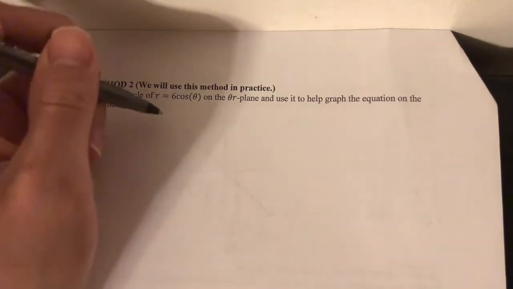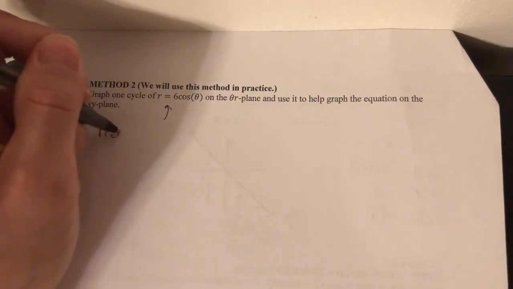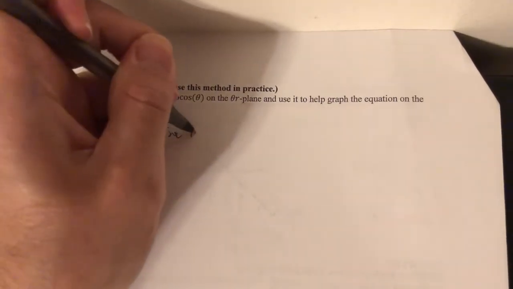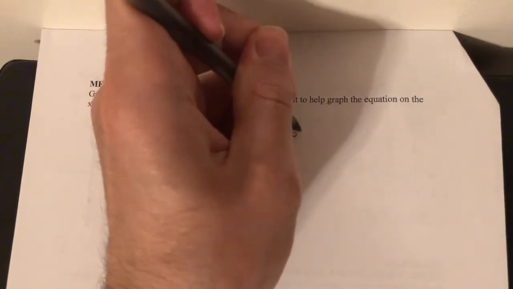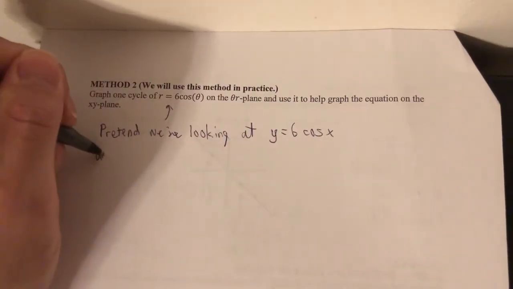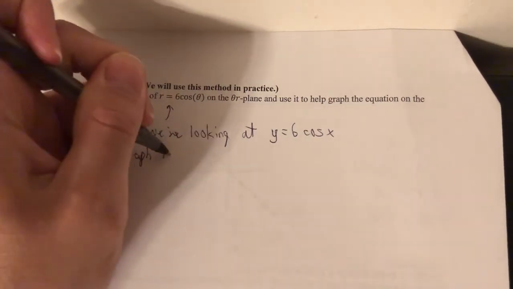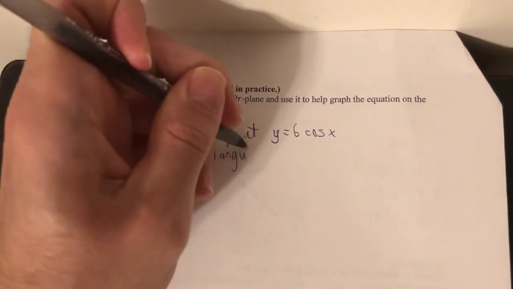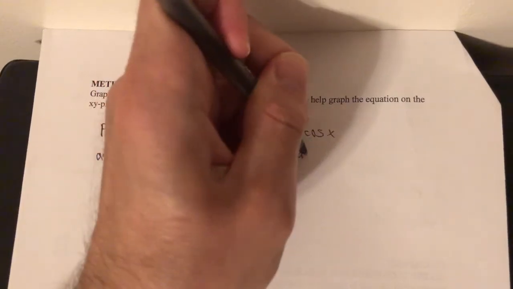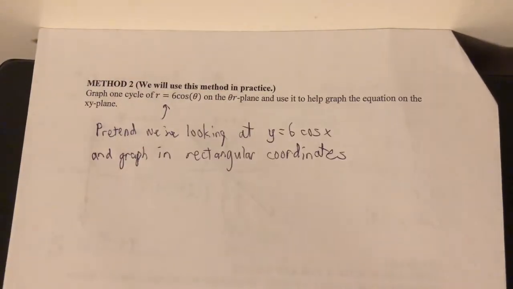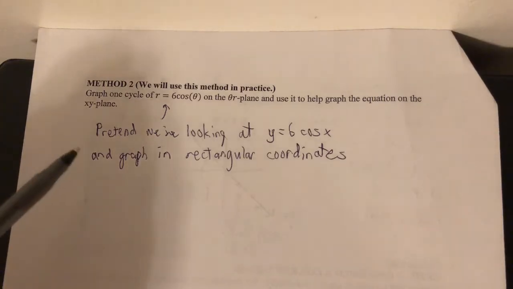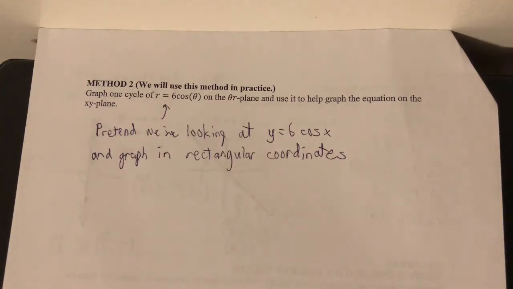So what this is asking us to do is pretend for a moment that we're looking at y equals 6 cosine of x and graph this in rectangular coordinates. So pretend we're looking at the corresponding equation y equals 6 cosine of x and graph it in rectangular coordinates. I'm glad I was able to spell coordinates correctly while I was saying the first line. That's always hard, to say one line and write something else at the same time. So glad we were able to spell rectangular coordinates correctly there.